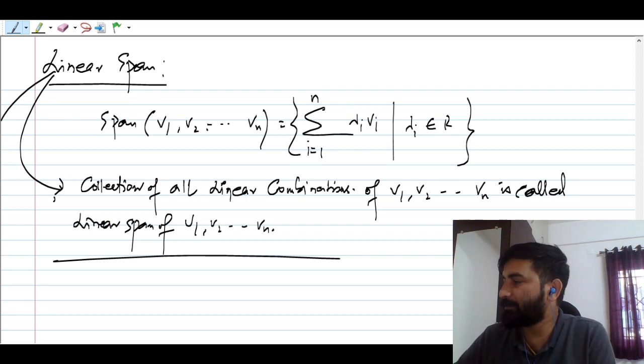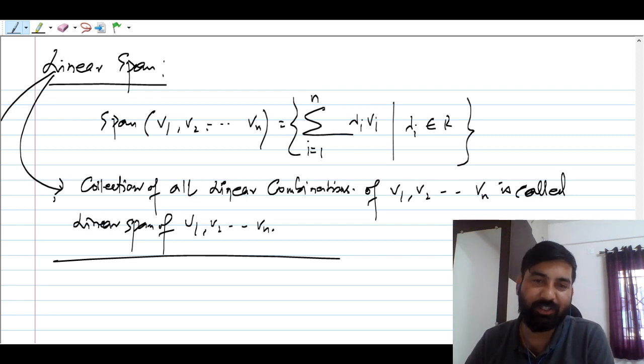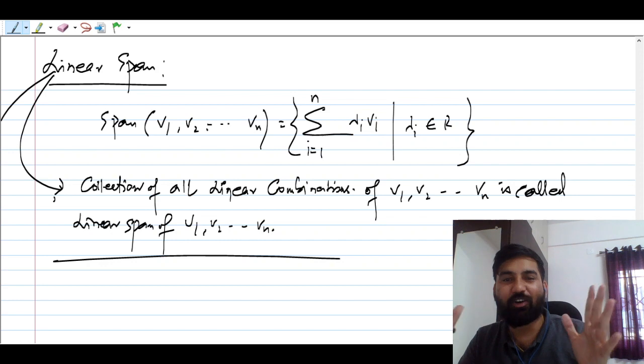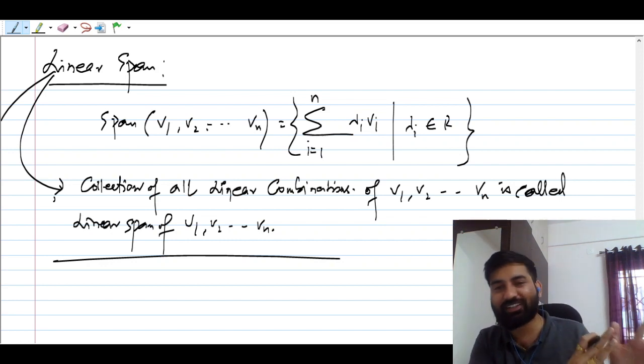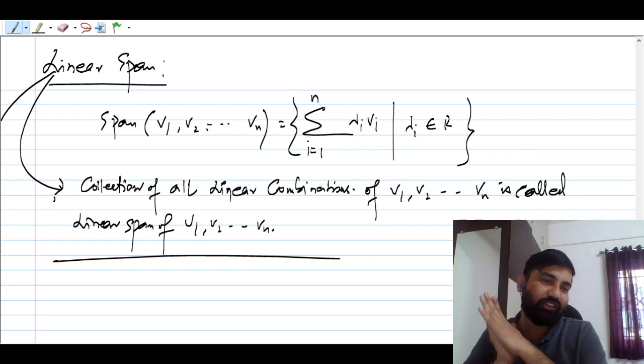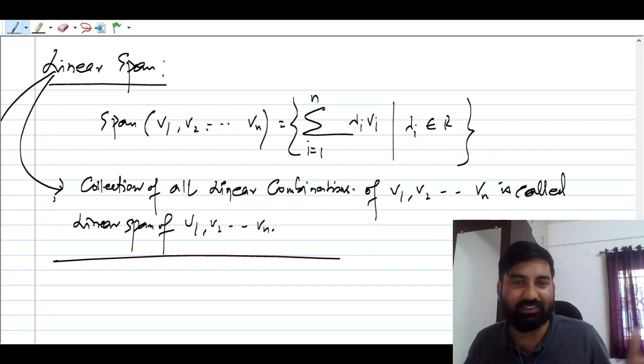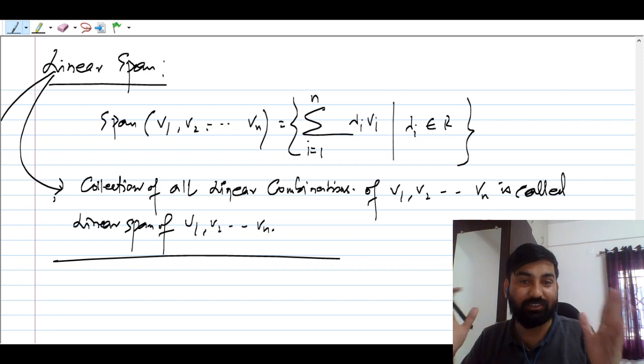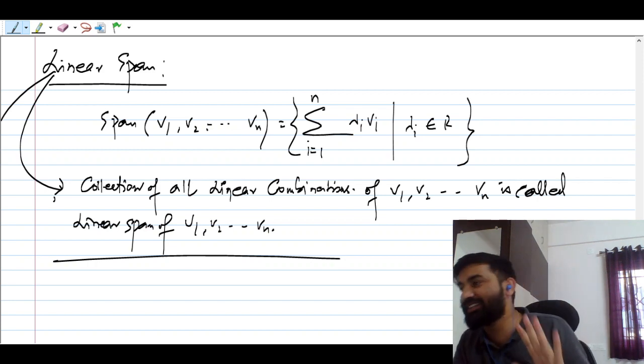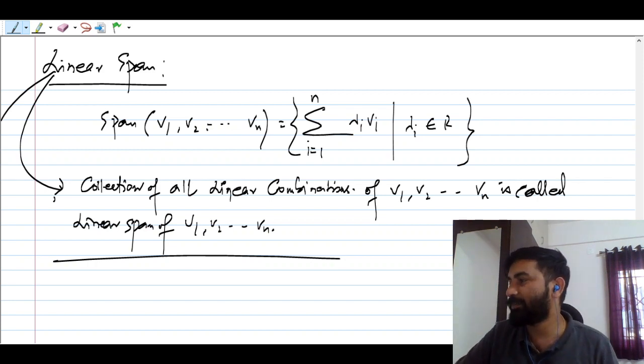तो स्पैनिंग सेट का मतलब क्या हो जाएगा? You will get a set of vectors by taking the linear combination of other vectors, right? तो अगर आप collection of all linear combinations करते हो तो you will get one set and that is going to be the spanning set of the vector. Okay, please remember this.